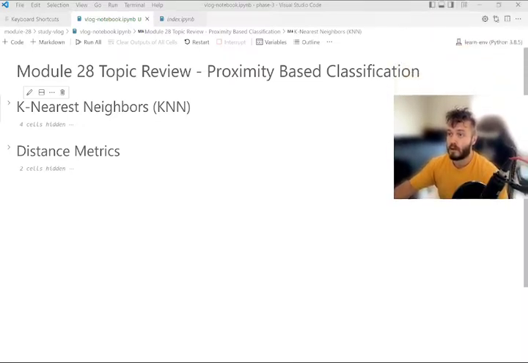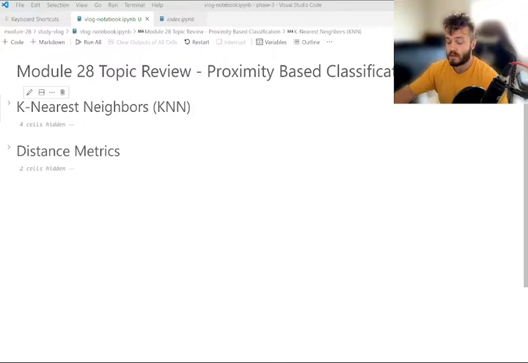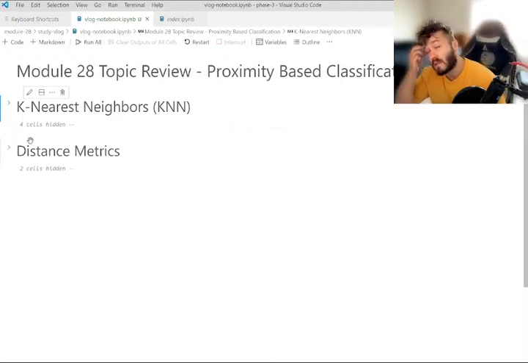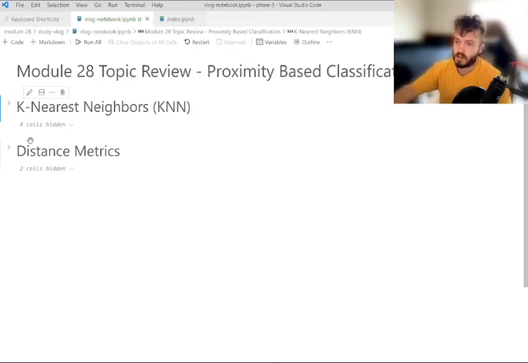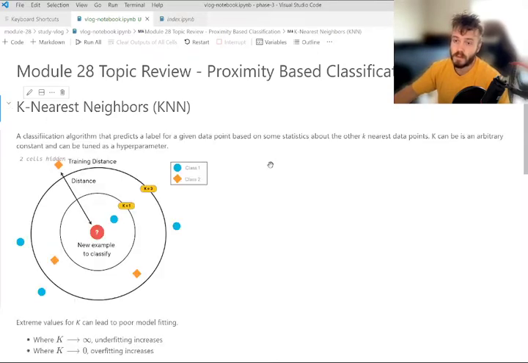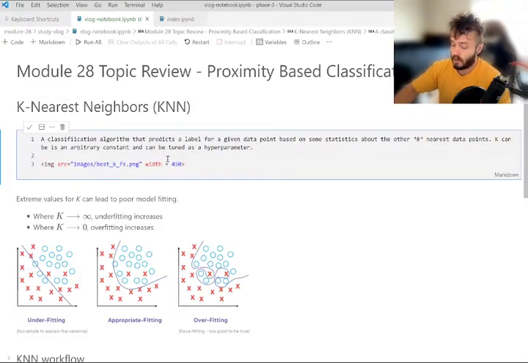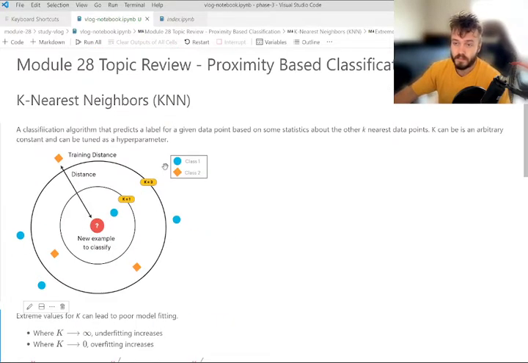I'm kind of blocking the thing there, but you can see that it says classification. So the last module we talked about decision trees and regression trees and that sort of thing. And this module is a little similar in the sense that we're talking about classification again, but just a different type of classification model. This one is called KNN, or K nearest neighbors.